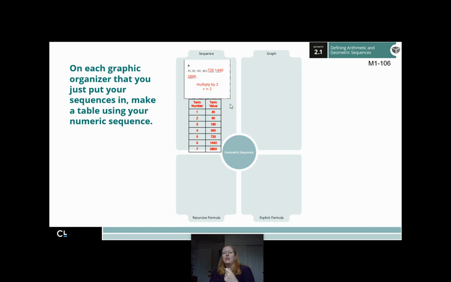So that's what I would like you to do. For each of these, you're going to glue them in where they go. Make sure you're putting the arithmetic guys with the arithmetic graphic organizers, geometric guys with the geometric organizers. And then please make just the table of values. Just use the sequence, term number, table of values, put that term value. Go ahead and hit pause to do all of that because it's going to help you do our next step. And then hit play when you're ready to move on.